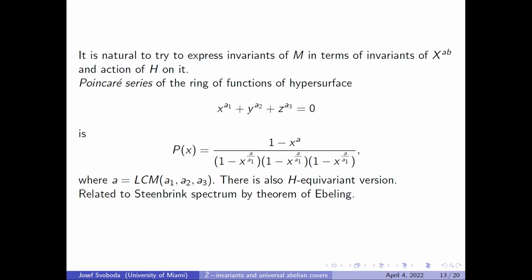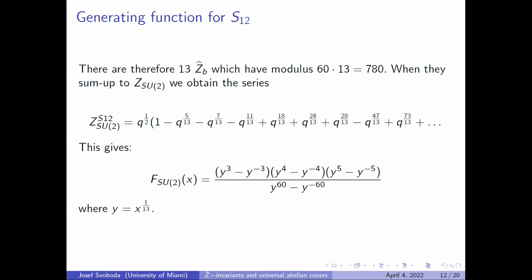And if you look at the Poincaré series of this ring, this is a graded ring because this is a weighted homogeneous polynomial. So you can assign weights to the monomials in the quotient ring, and you can compute the Poincaré series. This is a standard computation which gives you 1 minus x to the a over 1 minus x to the a over a1, and so on. Sorry, there should be 2 here and 3 here. This is a typo. So a is the least common multiple of these three numbers.